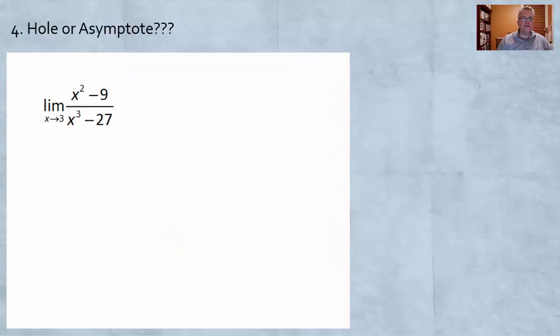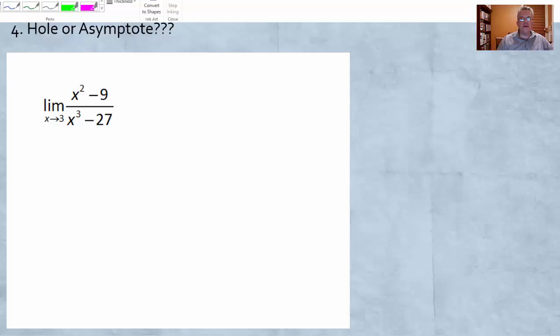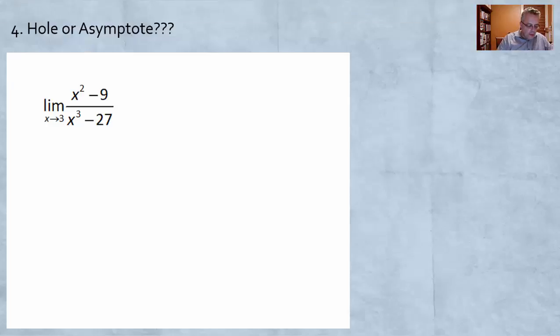Okay, let's check out this one. So we don't have a graph this time, but we don't need one. We can do this without. That's kind of the whole point. We want to learn how to do these without even looking at the picture. So this is the limit as x approaches 3.